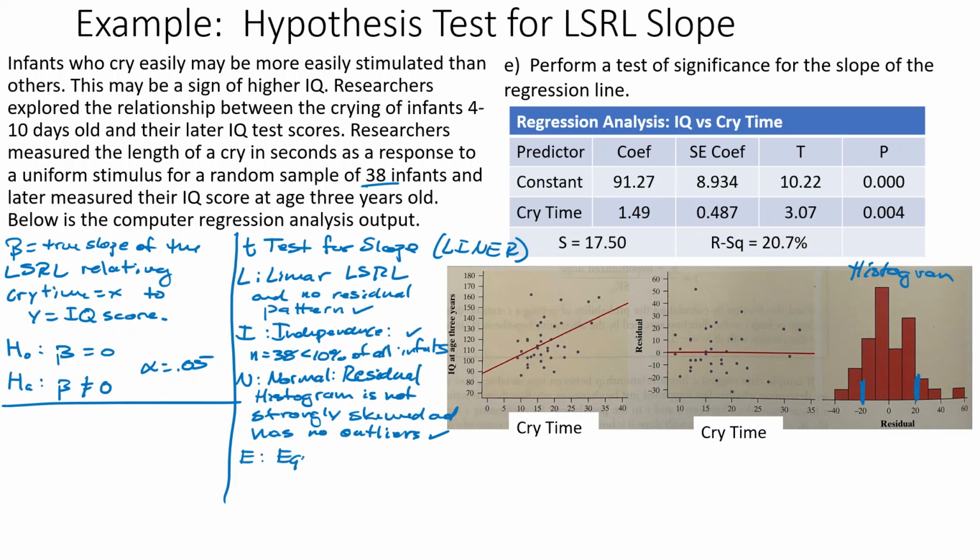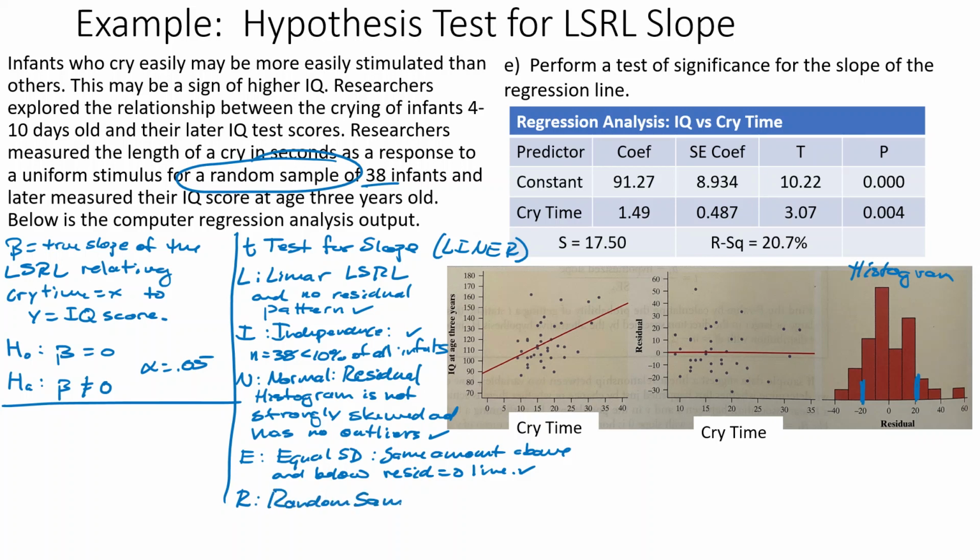E equals standard deviation. So if we look at this graph, we've got about the same amount above here as we do below. So we have the same amount above and below resid equals 0 line. So that checks out. And R, somewhere we had a random sample. There it is. R is always the last and the easiest one. Random sample stated. Check. All right, so all of our conditions check out.